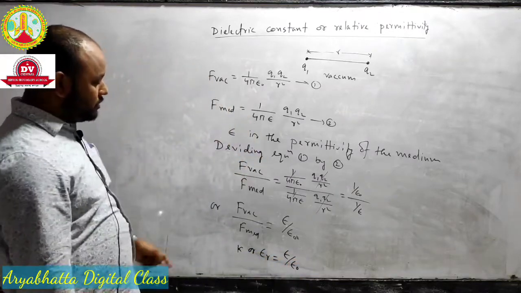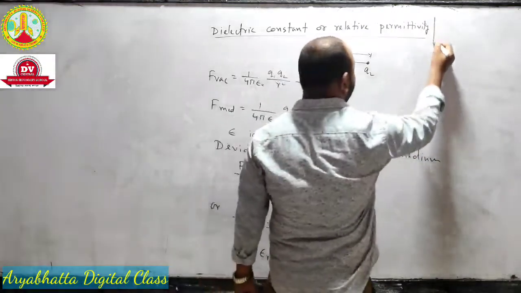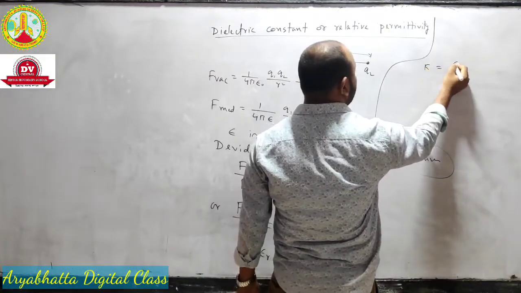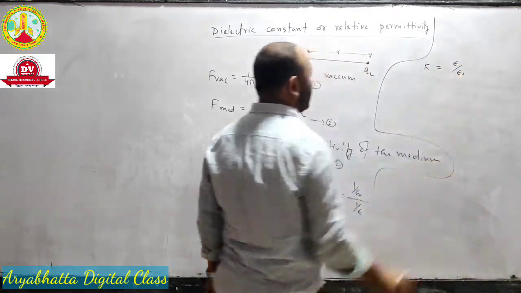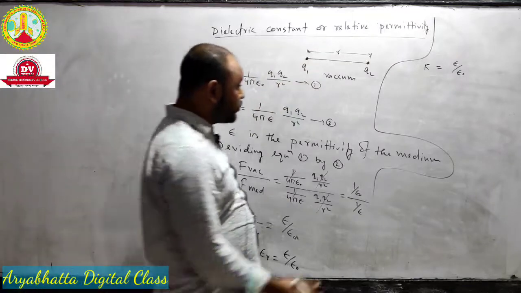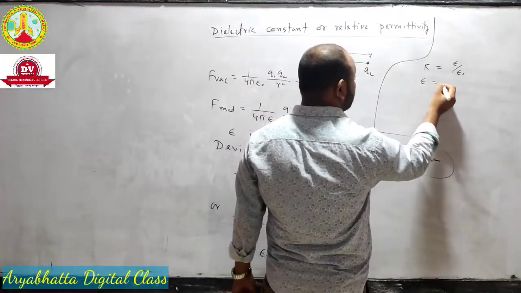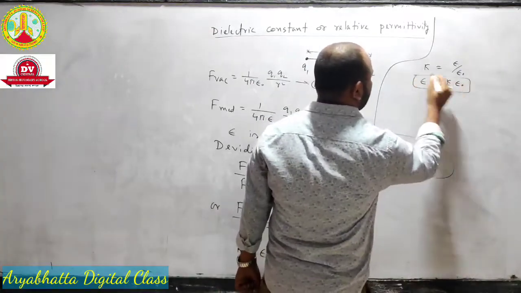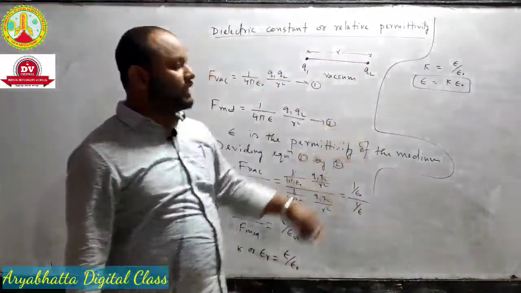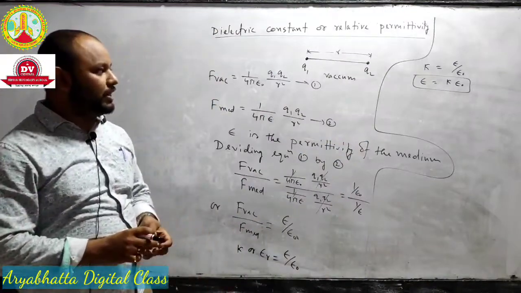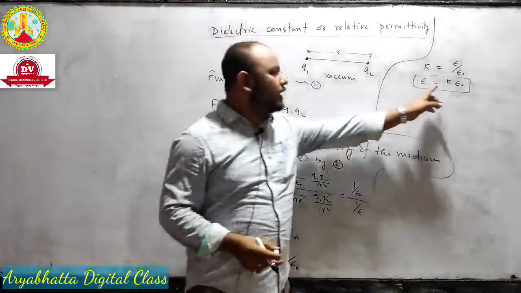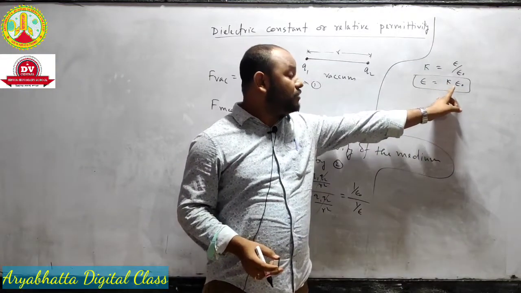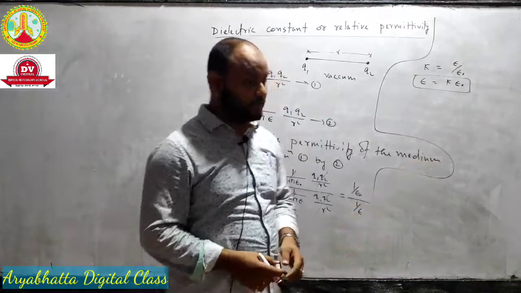Or we can write this dielectric constant chi is equal to epsilon by epsilon naught, or epsilon is equal to chi into epsilon naught. What is this epsilon? The permittivity of a medium, which is equal to chi into epsilon naught. What is this chi? This is the dielectric constant, and epsilon naught is the permittivity of free space.